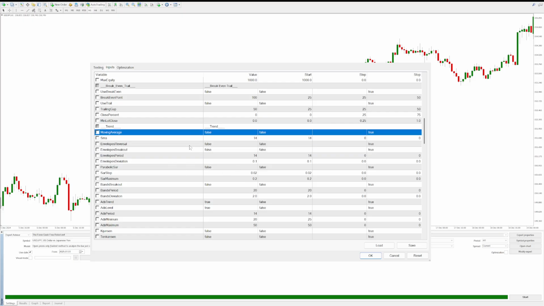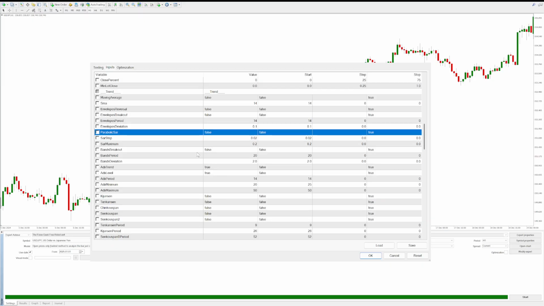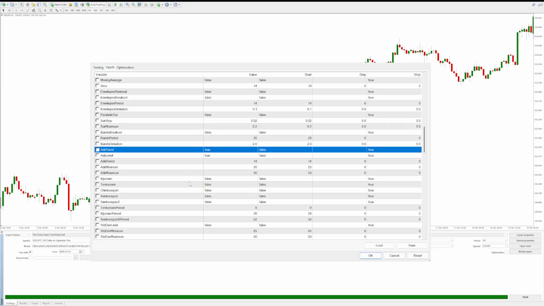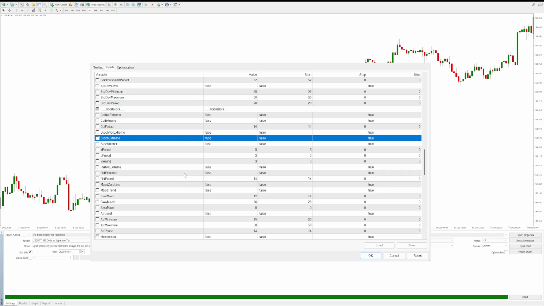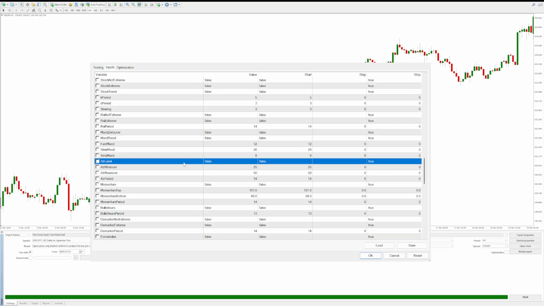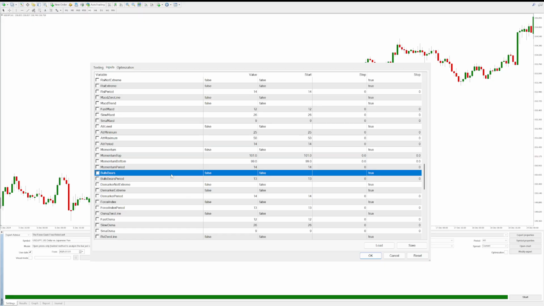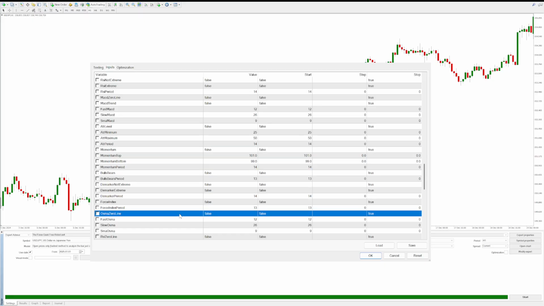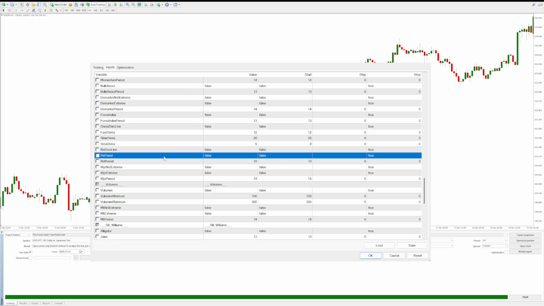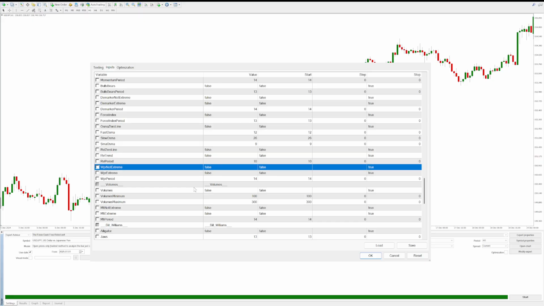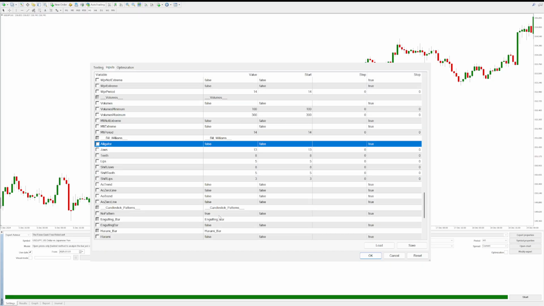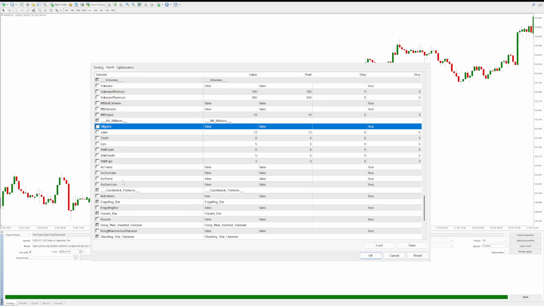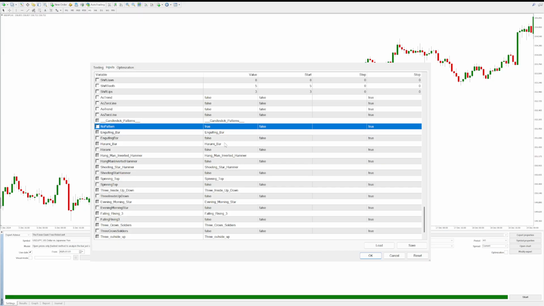So as I said, moving average, envelopes, you also got the parabolic SAR, Bollinger Bands, ADX, Ichimoku, standard deviation, CCI, stochastics, RSI, MACD, ATR, momentum, bulls and bears, DeMarker, force index, OsMA, relative vigor index, Williams percent range, volumes, money flow index. Got Bill Williams, so the alligator, accelerator oscillator, AC as well.